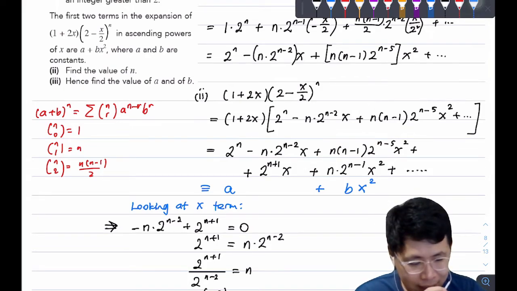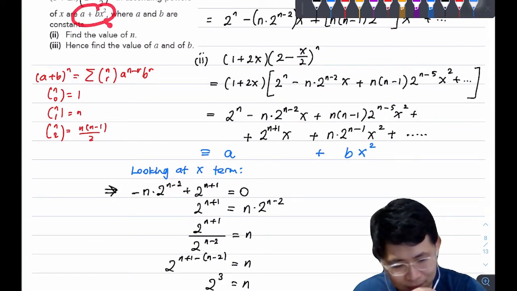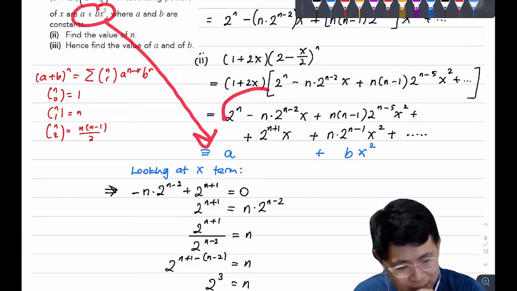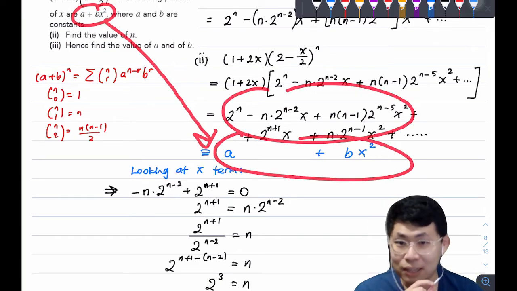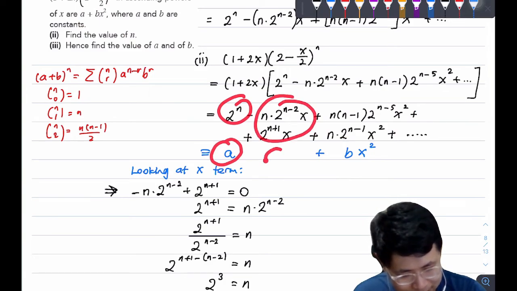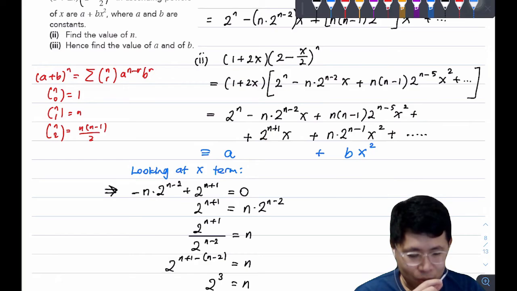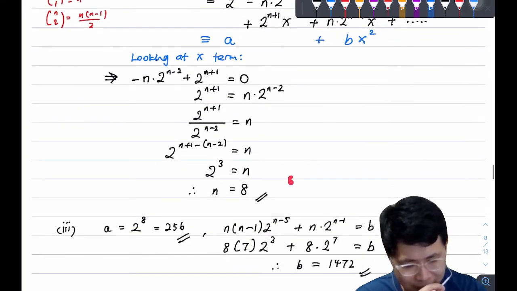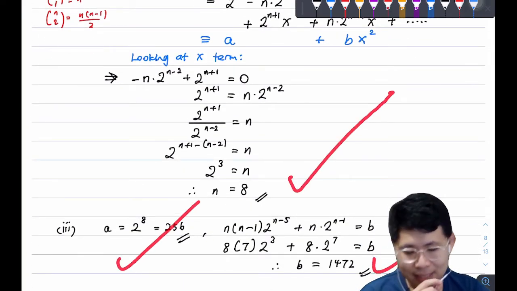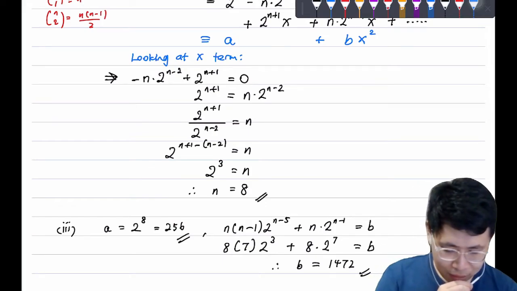And how do I do this? I will just need to compare coefficients. Because this is technically equal to this, I just compare this, this, and this. Then I will get my n equals to 8. I get this, I get this.